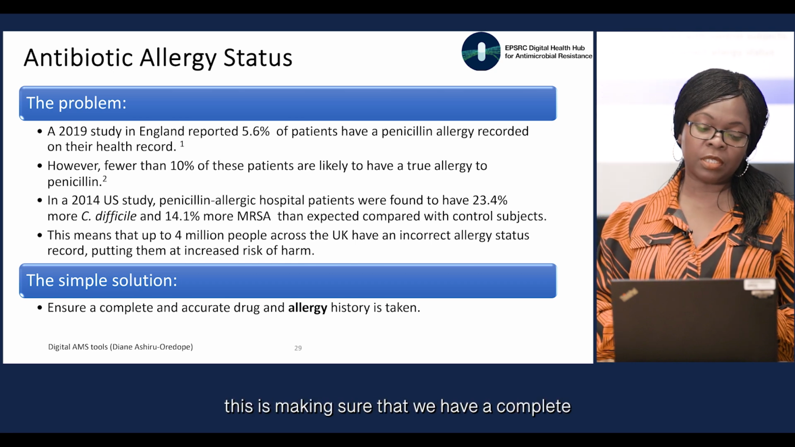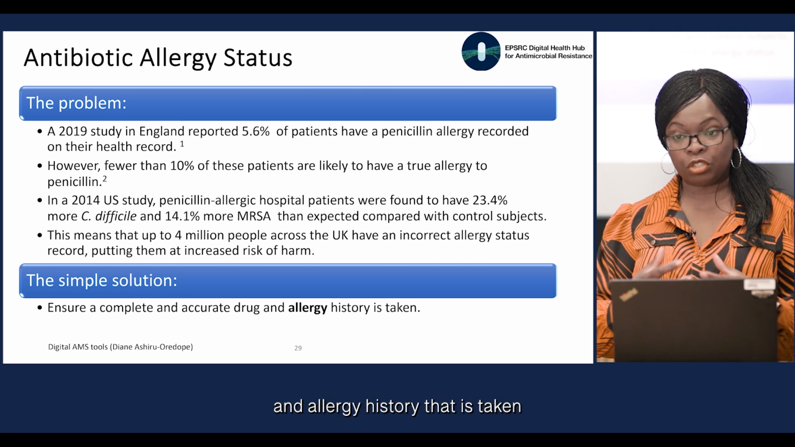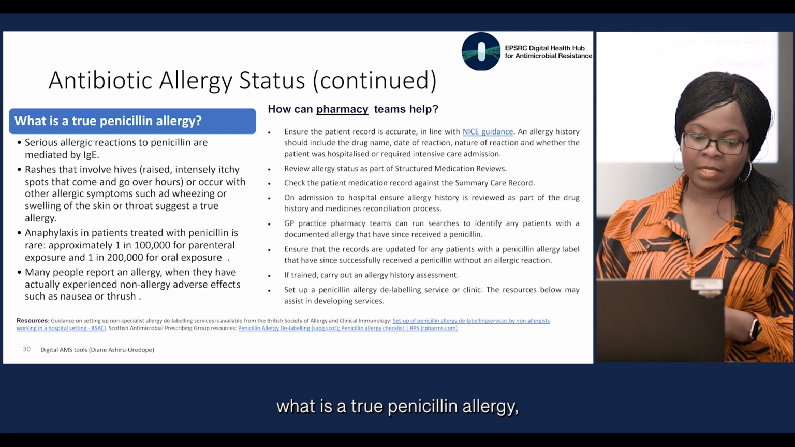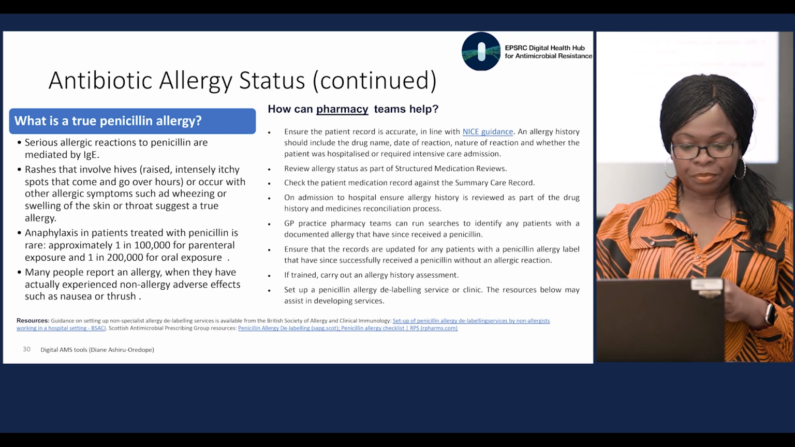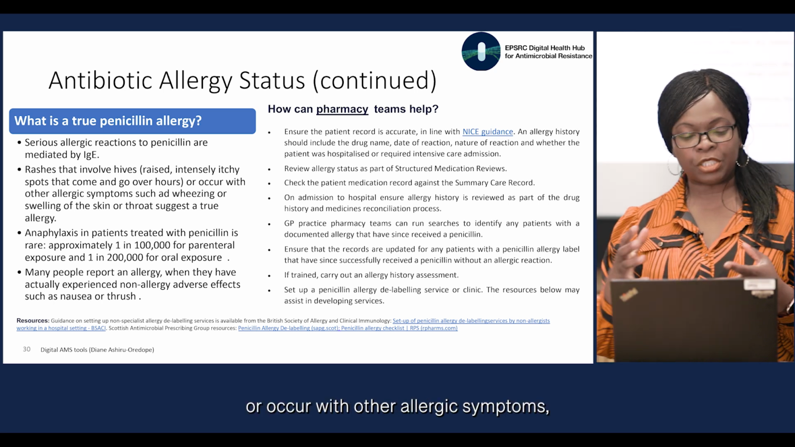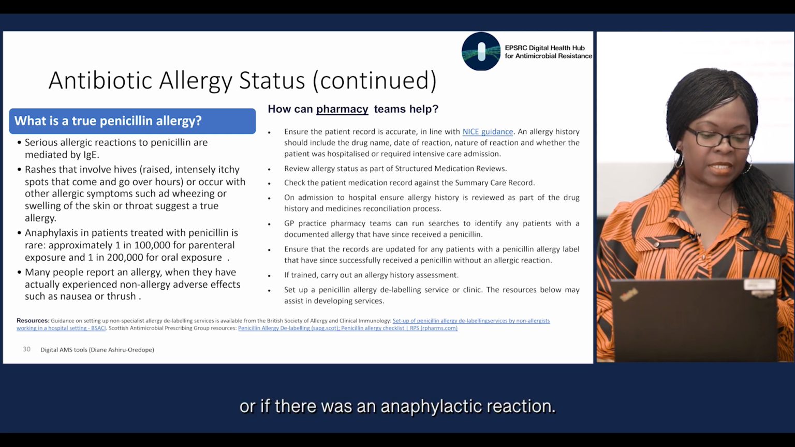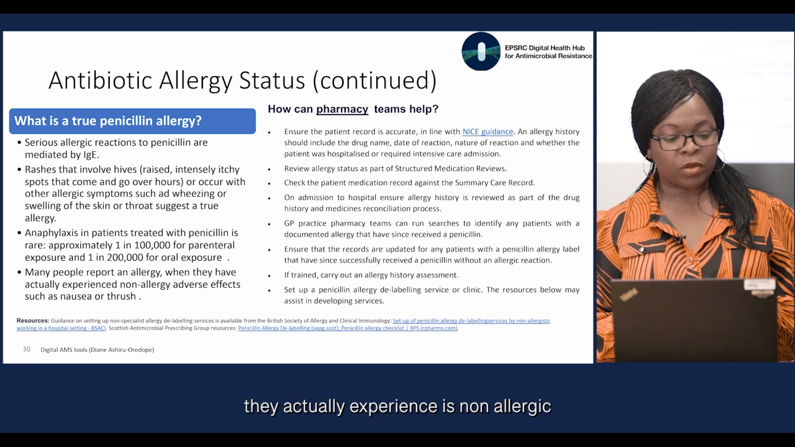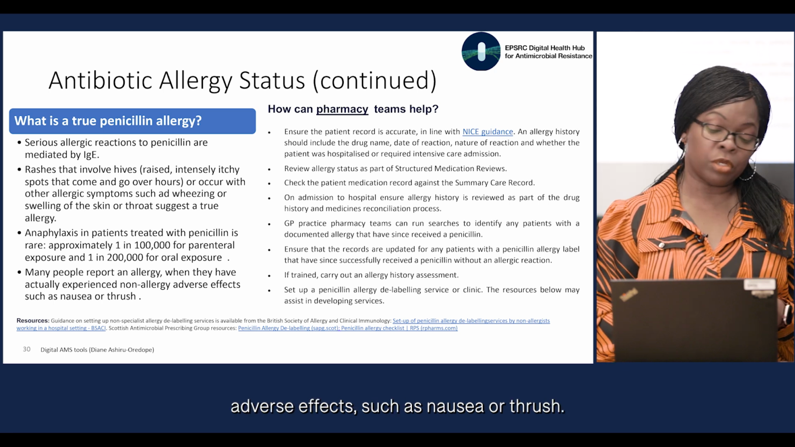And the simple solution to this is making sure that we have a complete and accurate record of drug and allergy history taken when we are seeing patients. A true penicillin allergy is when there is a serious allergic reaction to penicillin, which is mediated by IgE, or where there are rashes that involve hives or occur with other allergic symptoms, such as wheezing or swelling of the skin, or if there is an anaphylactic reaction. Many people may report an allergy when what they actually experience is non-allergic adverse effects, such as nausea or thrush.